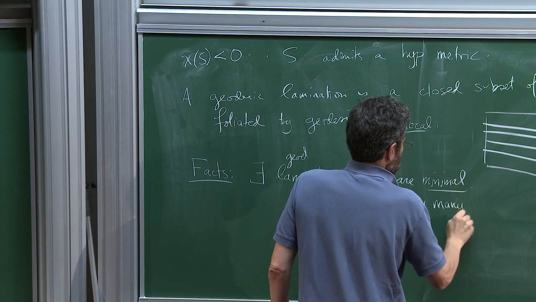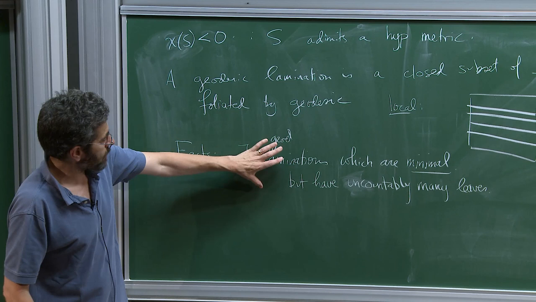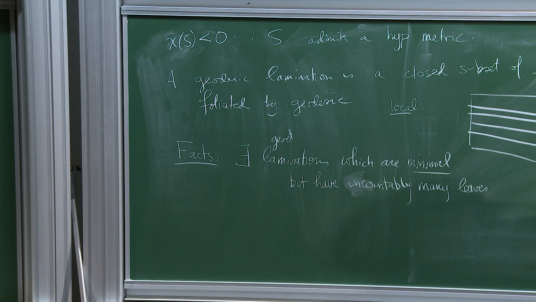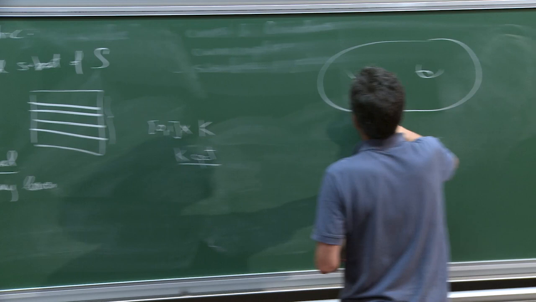Maybe actually, I was trying to decide whether to explain how to do this or not, but it's kind of a long story. Let me just give you a couple of quick pictures that give you an idea of what's going on. So one kind of lamination you might have is this. First of all, you could take a closed geodesic. Okay?